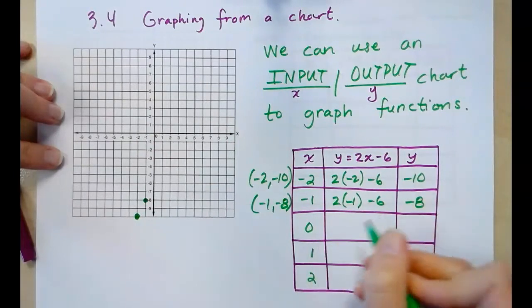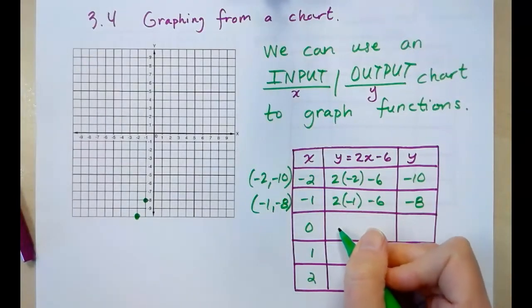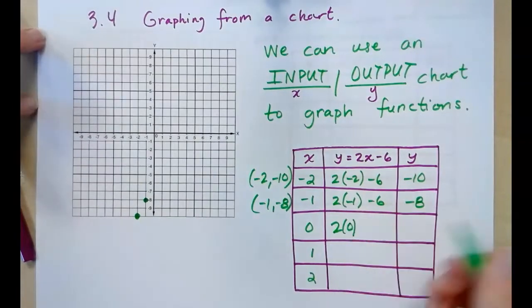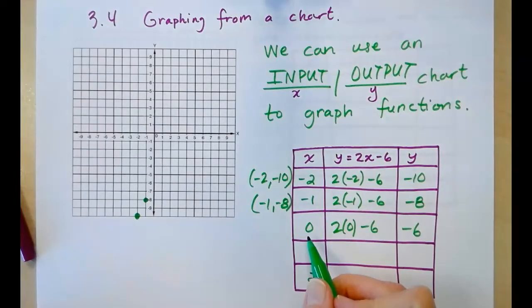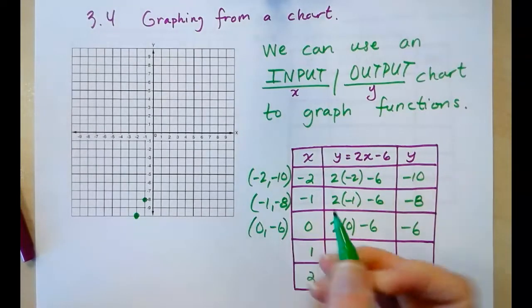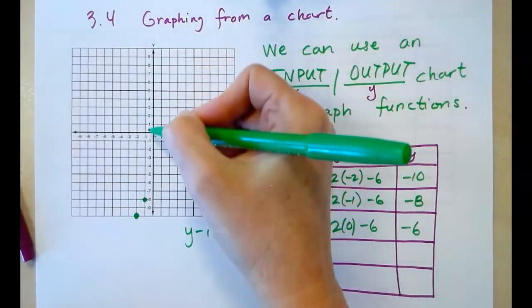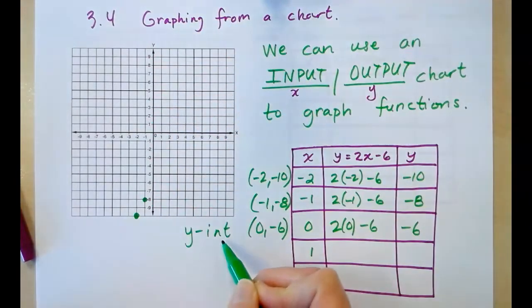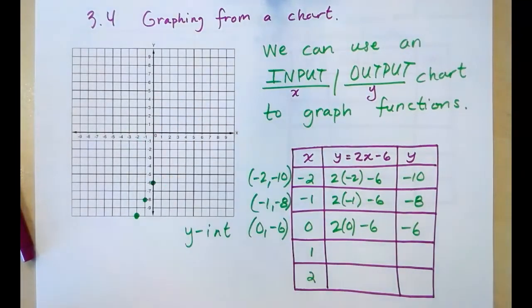Let's plug in 0. 0 is always the easiest thing to plug in. So 2 times 0 minus 6. 0 minus 6 is -6. So when we plug in 0, that gives us a very important point. It's called the y-intercept. Any point that we plot on the y-axis is a y-intercept of the graph. In this case, it's 0, -6.